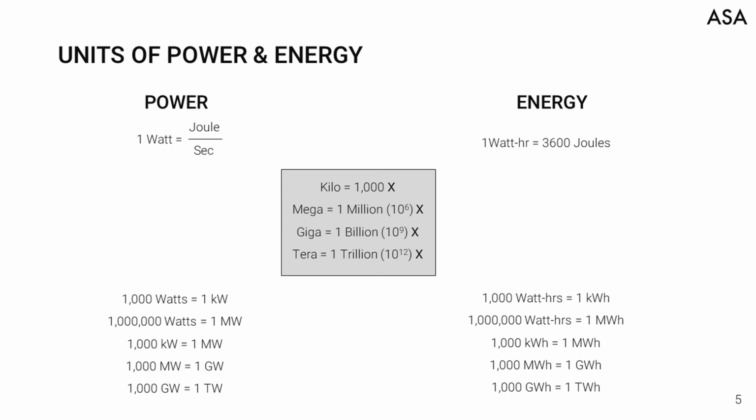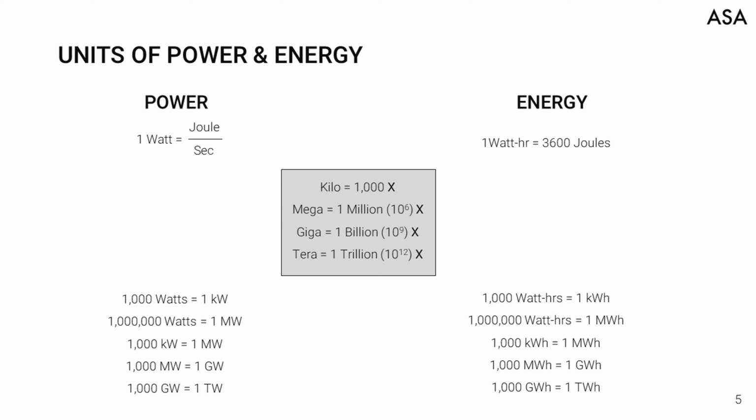Next, it is important to understand prefixes to a watt and a watt hour. Kilo equates to 1,000 times. Mega equates to 1 million times. Giga to 1 billion. And tera to 1 trillion. Therefore, 1,000 watts equals 1 kilowatt. 1 million watts are equal to 1 megawatt. And 1,000 kilowatts are equal to 1 megawatt as well. 1,000 megawatts are equal to a gigawatt. 1,000 gigawatts are in turn equal to 1 terawatt.